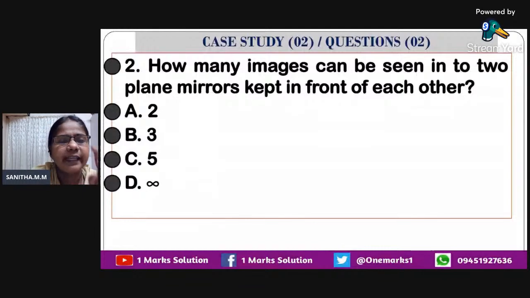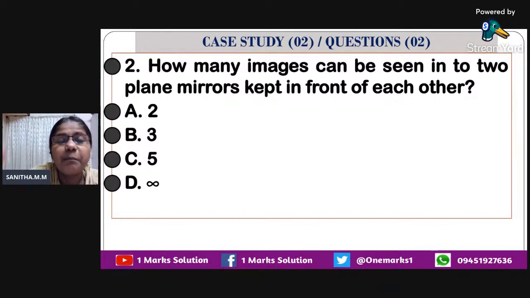Now let us move on to the second question. How many images can be seen in two plane mirrors kept in front of each other? If you are going for this question, just take two mirrors, one mirror in the front and one mirror at the back. How many images can you see? Or when you are going to a beauty parlor or for cutting the hair, you are sitting in front of a mirror, and one more mirror will be there to see our back, isn't it? You just count the images, how many images you can see there.